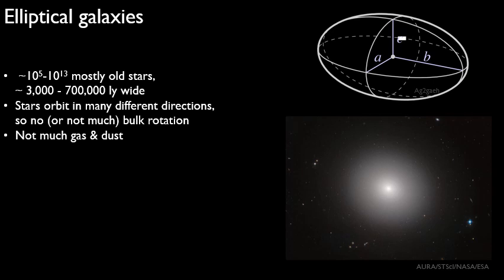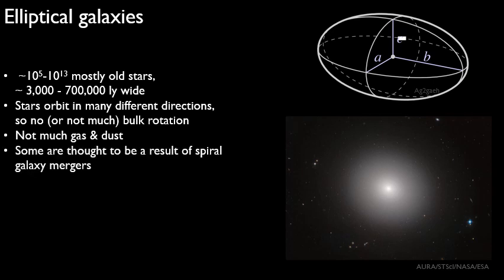There's also not much gas and dust. So the gas is kind of condensed into stars or left the galaxy, blown out by star formation, and so there's just not much gas or dust left there, and that's consistent with there being mostly older stars.